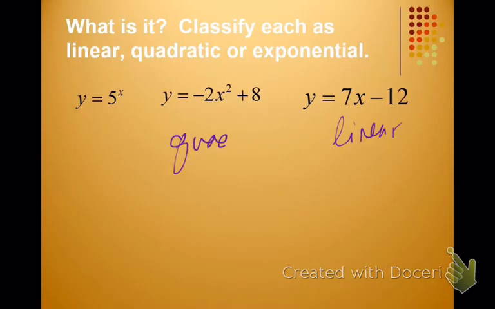So I'll write them back up here again. This is your quadratic, and this is your exponential, and this is how we're going to tell. If x is an exponent, it's exponential. If your variable is being squared, it's quadratic. And if you have an x to the first power, that's it, it's a linear. Okay?